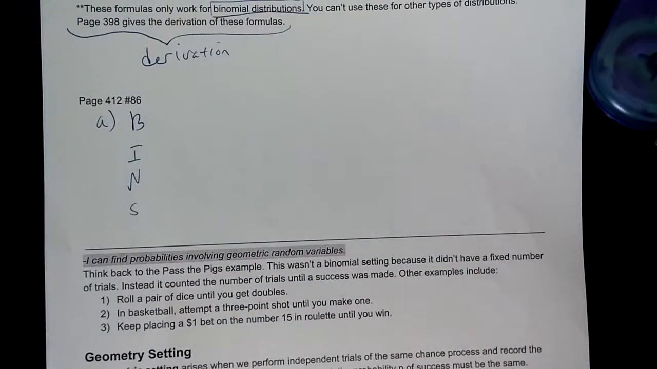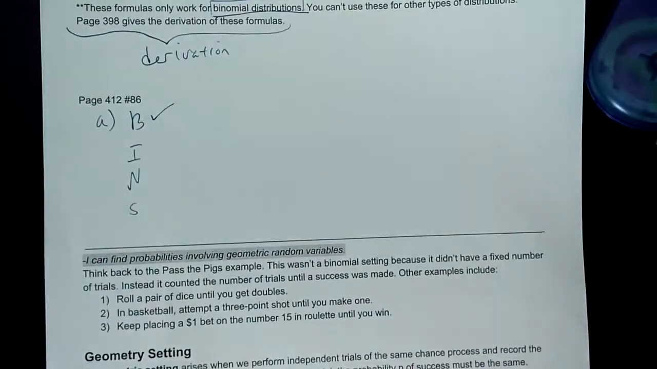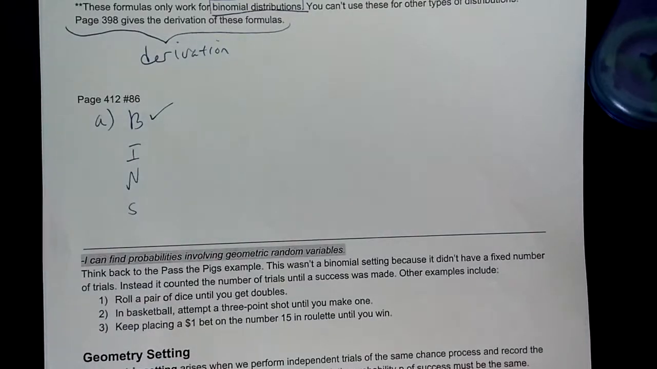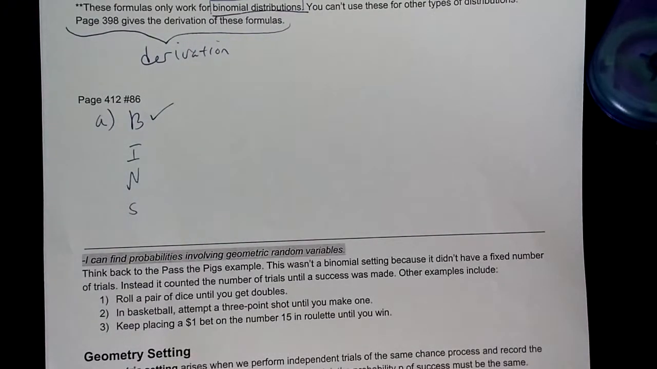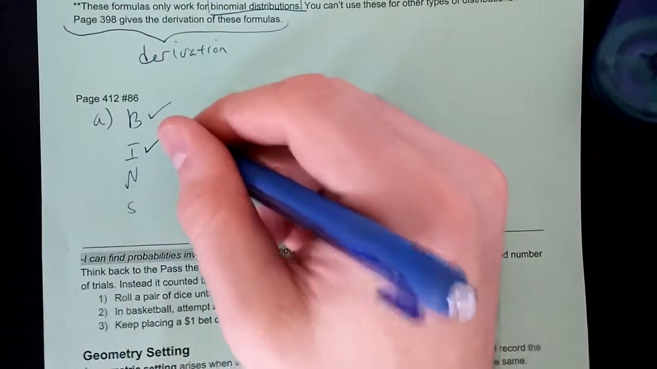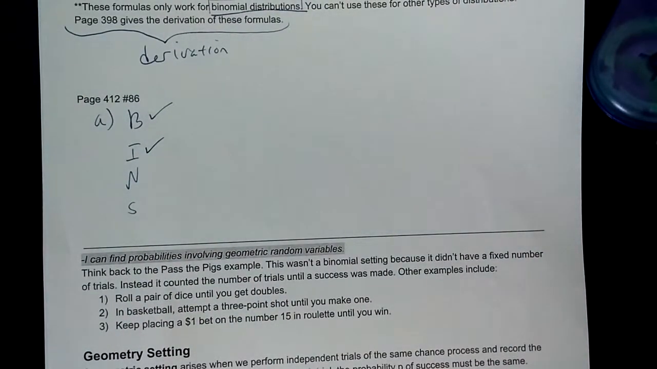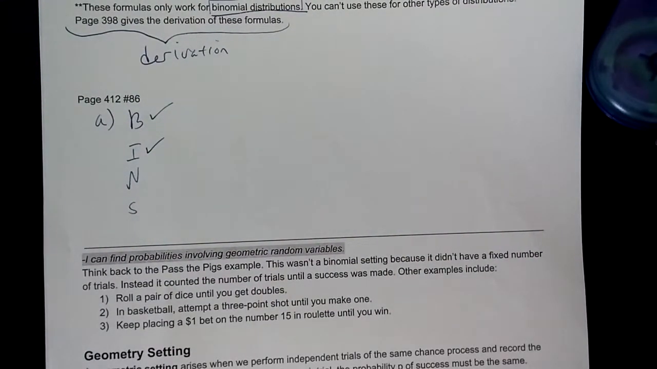Is it binary? Do you have just success or failure? Yes. Either the engine succeeds for an hour or it fails. So binary is good to go. Independent. Are the 2 engines failing or succeeding independent of each other? They are. If one engine fails, it does not change the probability of another engine failing.